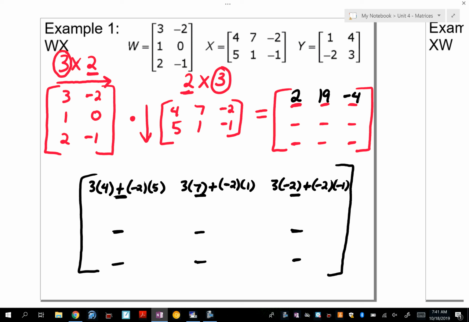Let's do the next row. Let's see if your brain sees it, okay? So we're going to the next row, 1, 0, the second row. So I'm going to fill in the entire second row of my answer matrix. All right, so it's going to be 1 times 4.